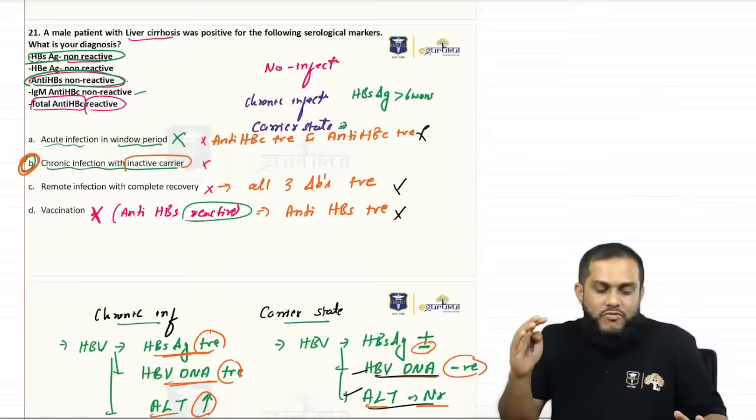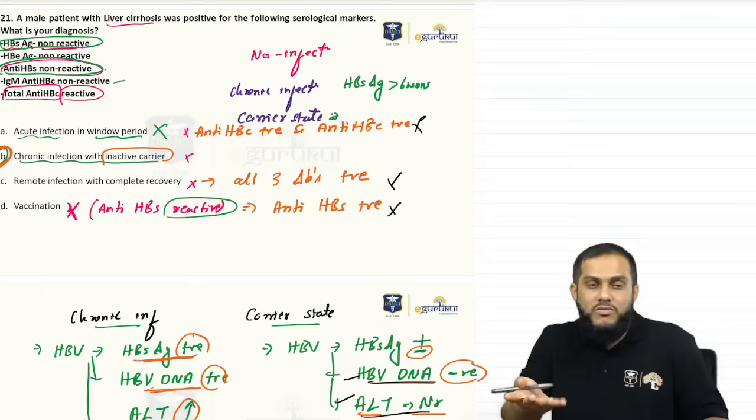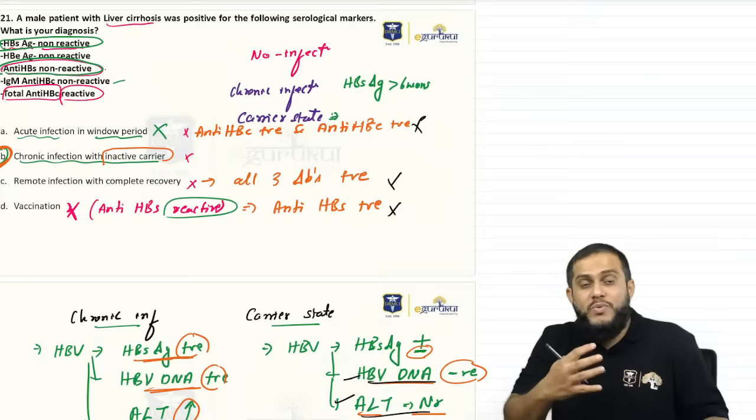Acute infection with window period is not possible, because in acute infection we have to get IgM anti-HBc, and there is no IgM anti-HBc. Window period may need other antibodies. Remote infection with complete recovery is not possible, as all three antibodies should be there. Vaccination is not possible, as anti-HBs is not there. So all other things are not possible.